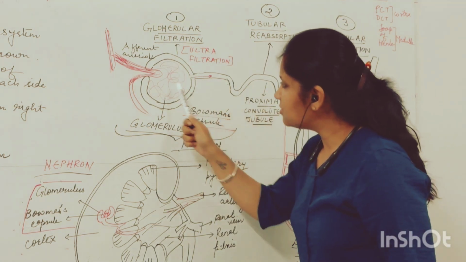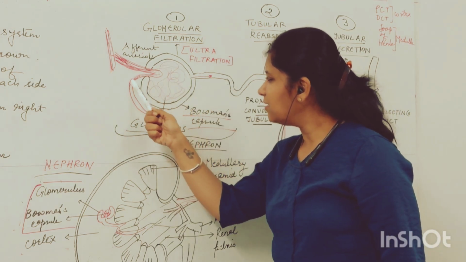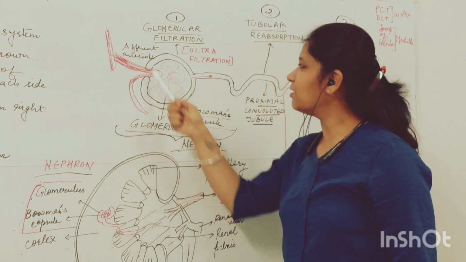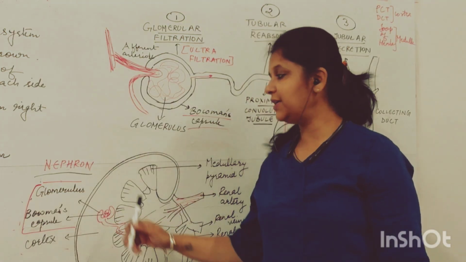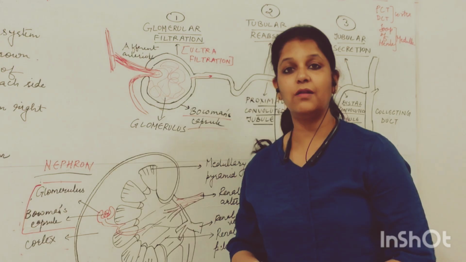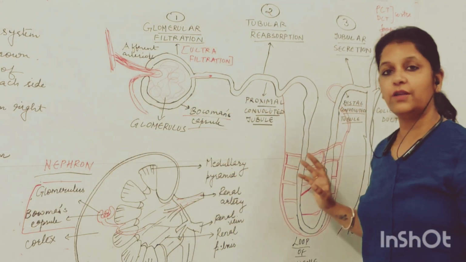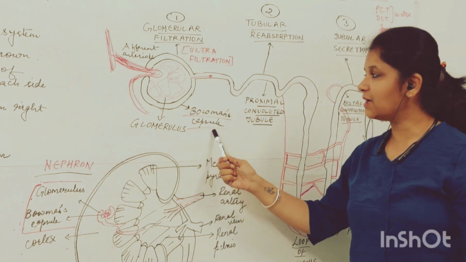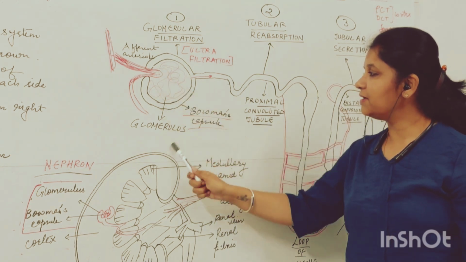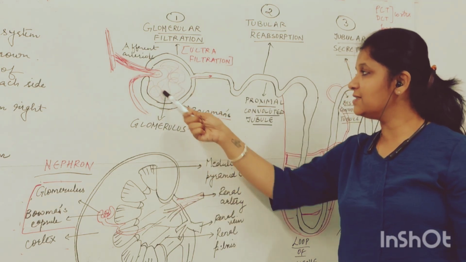After getting filtered, the blood returns back to the different organs through the efferent artery. The structural and functional unit of the kidney is the nephron, and each kidney is made up of thousands of such nephrons. This is the entire structure of the nephron. It consists of a cup-shaped structure known as Bowman's capsule. Inside you have these capillaries known as the glomerulus, so the blood is filtered at higher pressure inside the glomerulus.